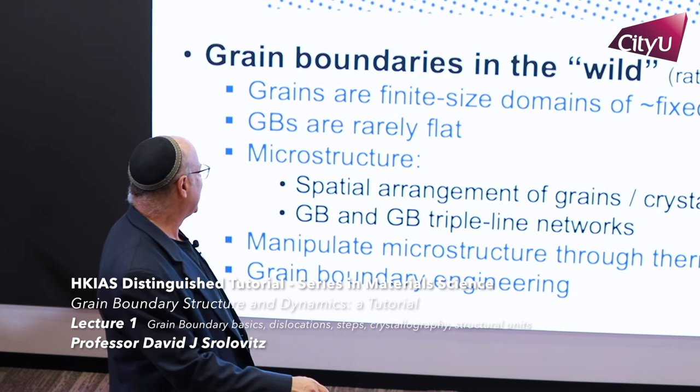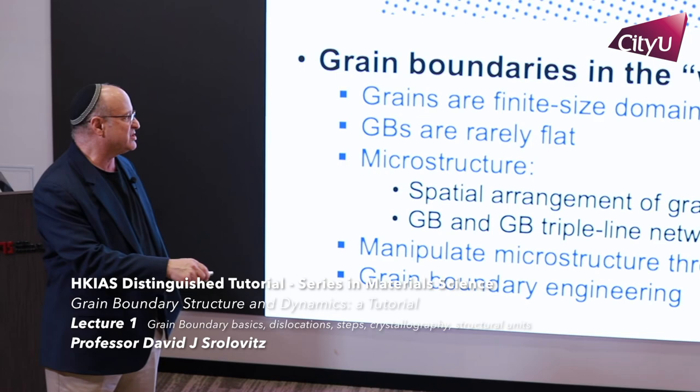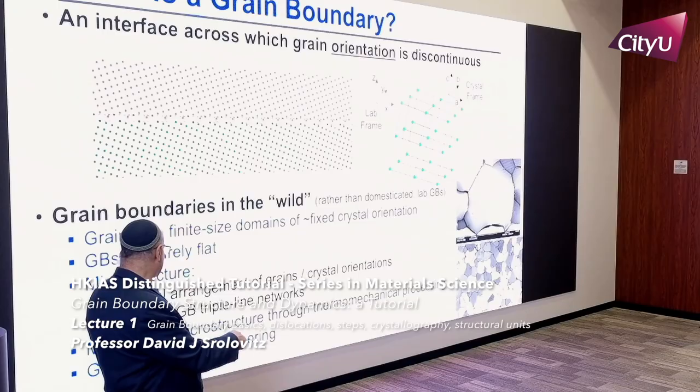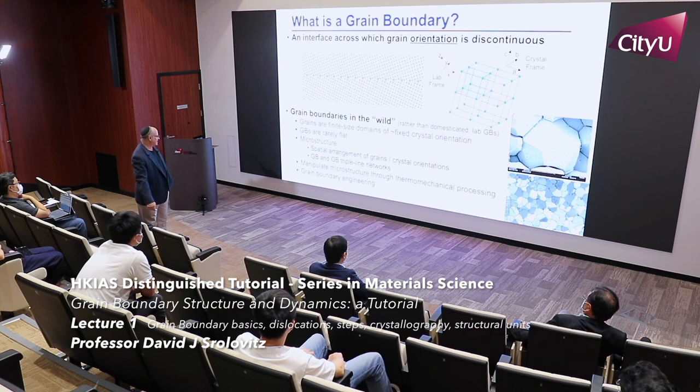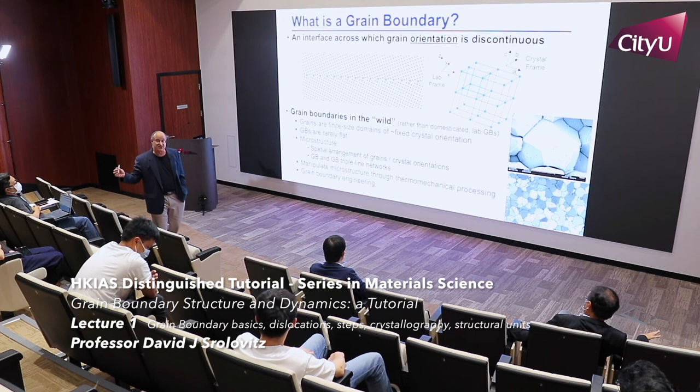And in a microstructure, what we're talking about is a spatial arrangement of grains and a spatial arrangement of crystal orientations. We can also think about the networks of grain boundaries or of these triple lines. These are all networks, and the interconnectivity is going to be important, although we're not going to talk about it today. And typically the way we interact with these microstructures is by thermomechanical processing or synthesis, depending on what kind of material you're dealing with.